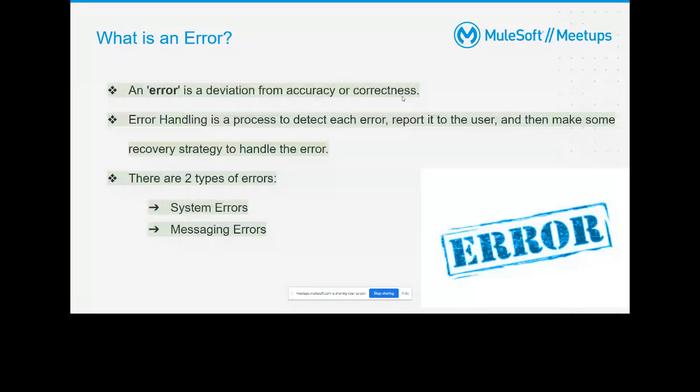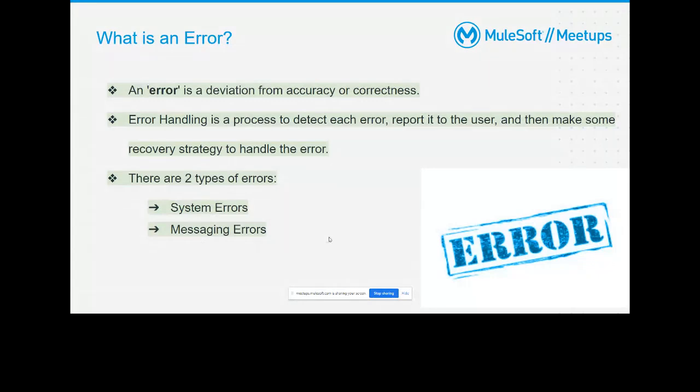Error handling is a process to detect the error, report it to the user, and make a recovery strategy to handle that error, so that it should not crash your entire application. It should be handled in a graceful manner, right? Now in Mule, we have categorized the errors at a high level into two parts. First is system errors and second is messaging errors.